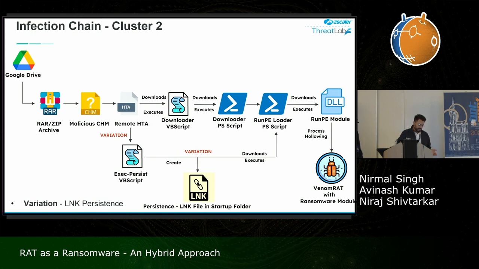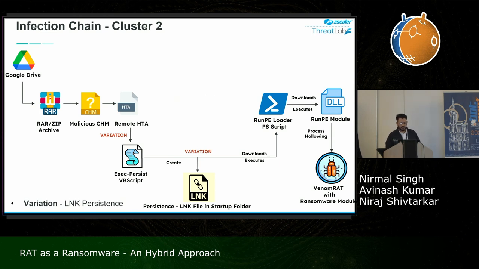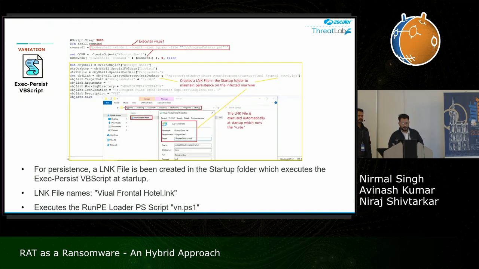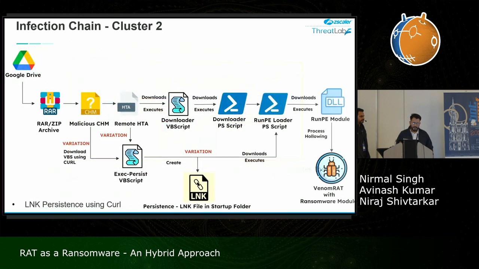Another variation we have seen is where the VB script creates a link file in the startup folder for the persistence mechanism. Here we can see the VB script creating a link file in the startup folder, and the link file name is viewelfrontal.hotel.link. This link file will execute for persistence, and the VB script will again execute the RunPE loader PowerShell script.